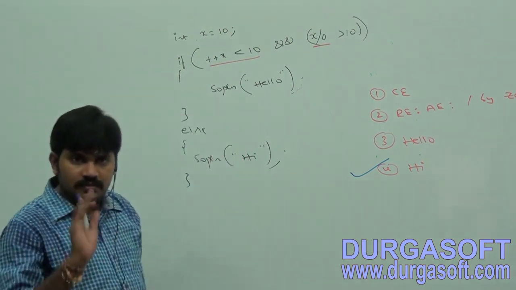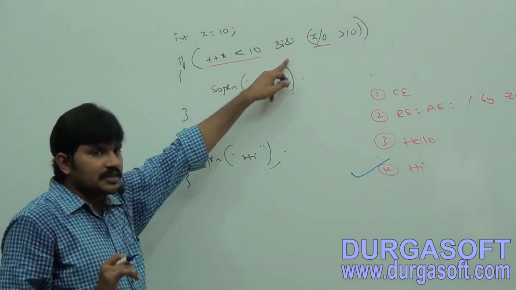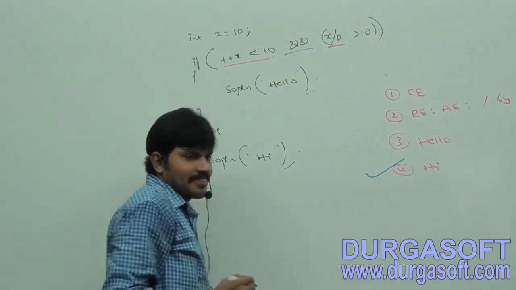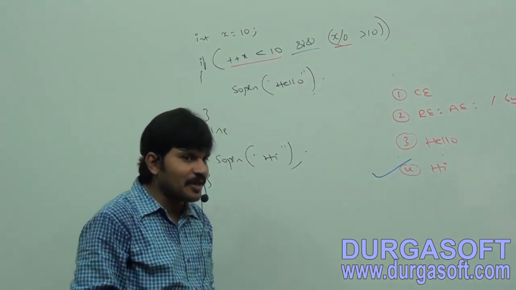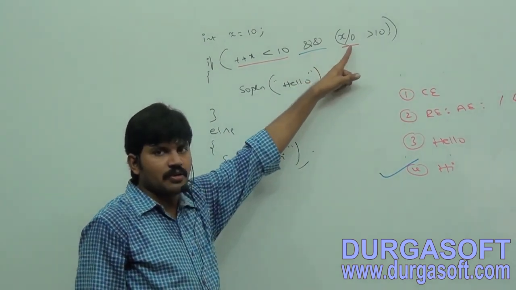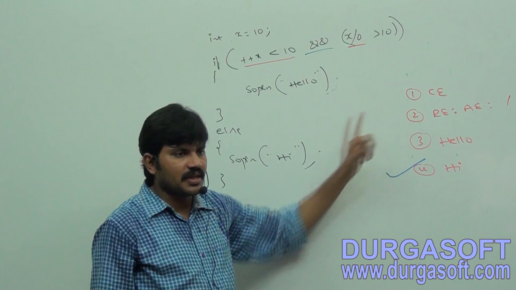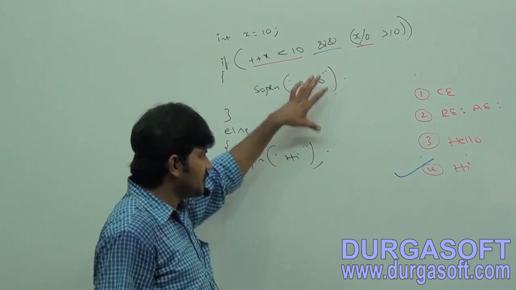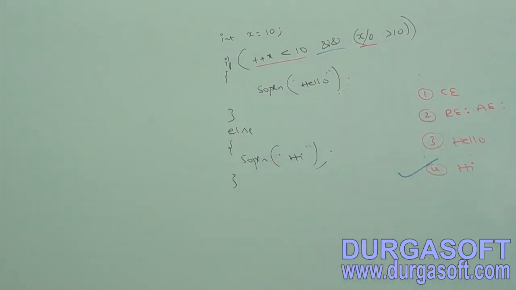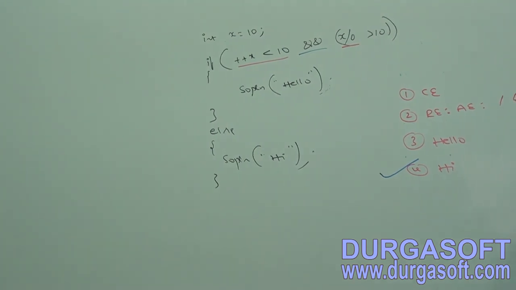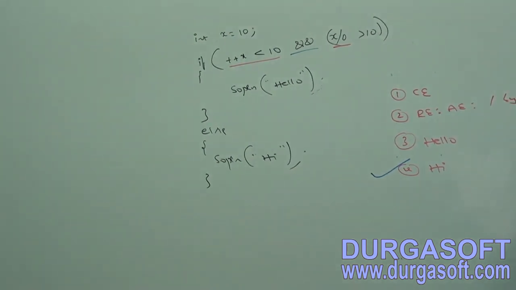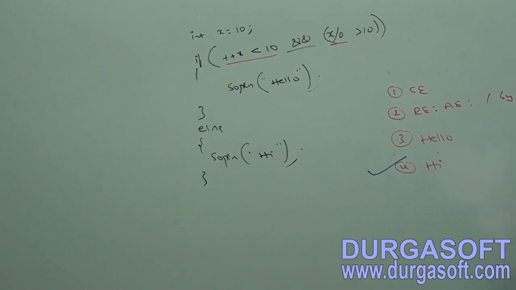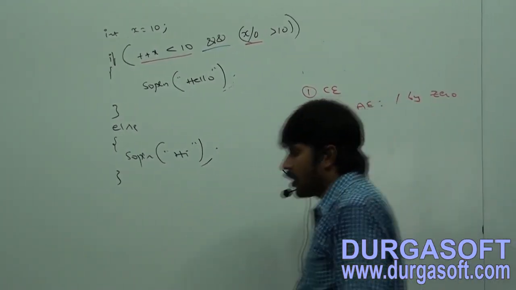Are you getting it? Sometimes, observe here. If I replace the double and with a single and, then what will happen? The second one will be evaluated, 10 by 0, arithmetic exception. So the second one is the correct answer. Single and double and, there is a difference in behavior, right? Okay, take this example, take example 2 clearly. These are the various things you should be aware of related to short circuit operators.